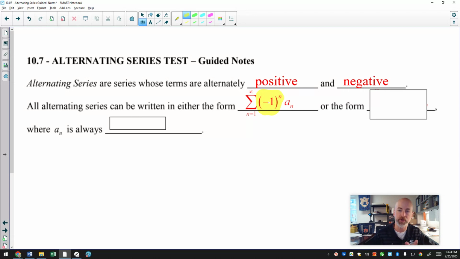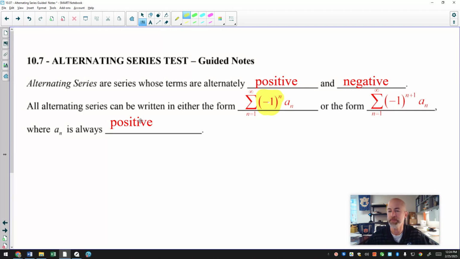Some alternating series are kind of disguised. You may not see the -1 to the n, and we will look at an example like that in a little bit. But that is generally what you will see. Sometimes it's raised like to the n plus 1 instead of -1 to the n, but that will create the alternating aspect. And the a sub n in both of those examples is a positive sequence.